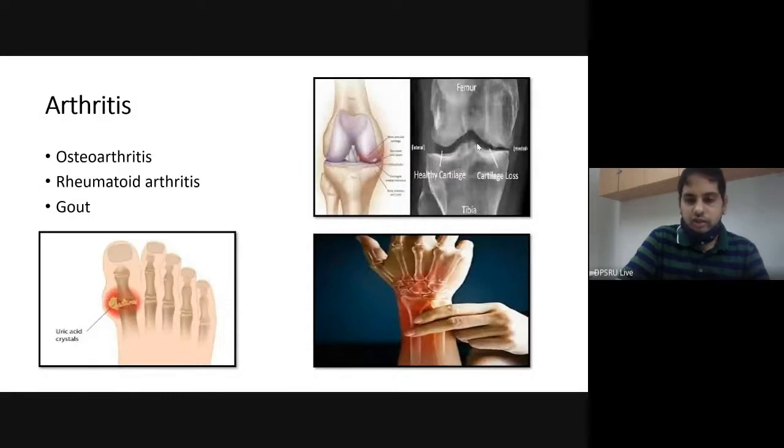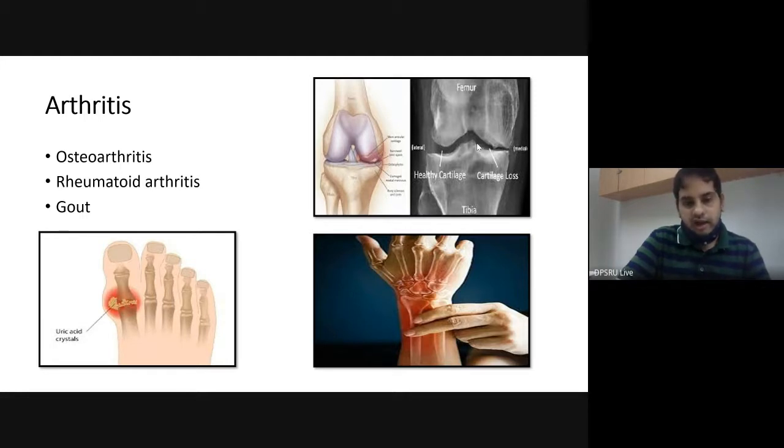Autoimmune disorders are disorders where our immune cells are not able to recognize our own body cells and start killing these body cells, and it results in inflammation. And when we discussed inflammation, what happens in inflammation? The joints will be warm, joint swelling will happen, pain will be there. So all these symptoms of inflammation will appear in the person, and that we call rheumatoid arthritis, where the immune system is attacking our own body cells.